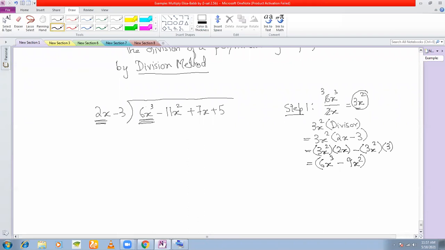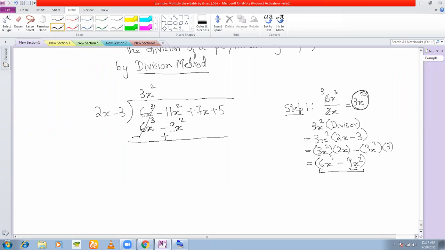Now what will I do? This 3x square that I have got here, I will write on top of 6x cube. Okay. And after multiplication with the divisor, I am getting this. I will write this just below this. That is, 6x cube is there, so I'll write below 6x cube. And I have an x square here, so I'll write it below x square. Right? Now I will subtract. When I subtract, this cancels.